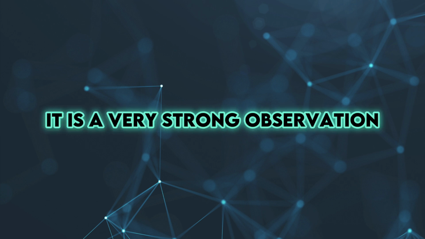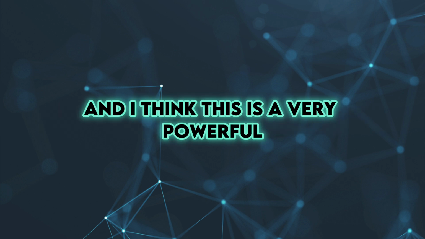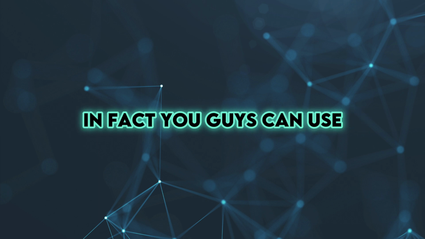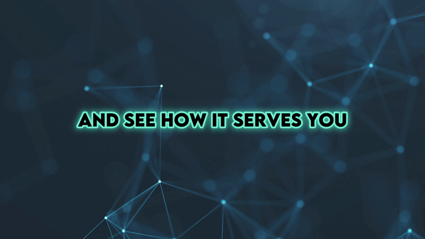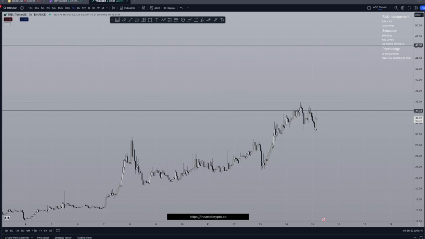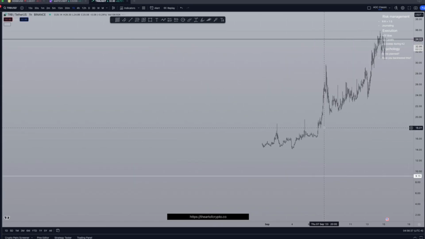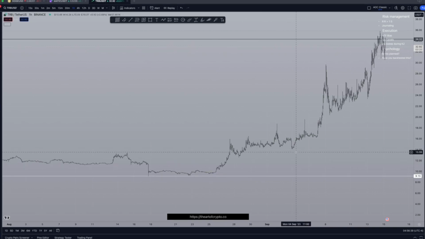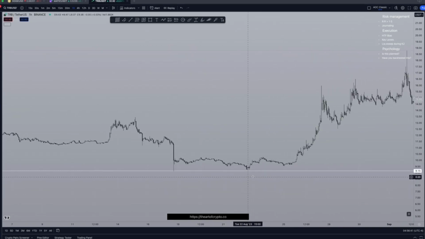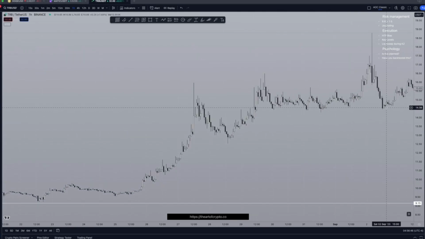It is a very strong observation, and I think this is a very powerful concept that people can use. In fact, you guys can apply it to your own trading and see how it serves you. This will allow you to, one of the ways, actually predict tops and bottoms, but the second way is, let's say that a key level has already been taken in the example back here, and your first impulse starts. Well, at this point, instead of getting too caught up in the small picture and thinking, oh, because it's pumped, it has to go down, which is rarely the case in the market.